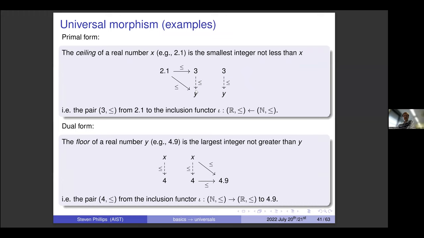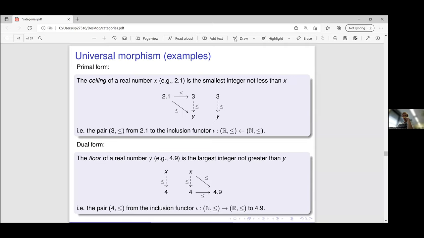morphism. So what we see here, recall that the ceiling function, as you know in ordinary mathematics, is just a map that sends a real number like 2.1 to its closest integer, not smaller than itself. So in this case, it's 3. So that's just a ceiling function, very simple function. Now, how to express this as a universal morphism?